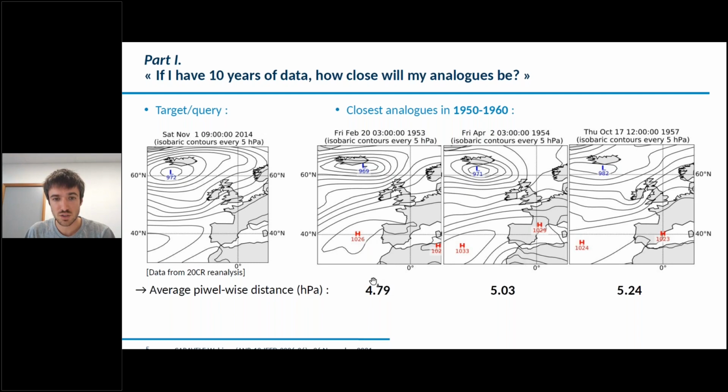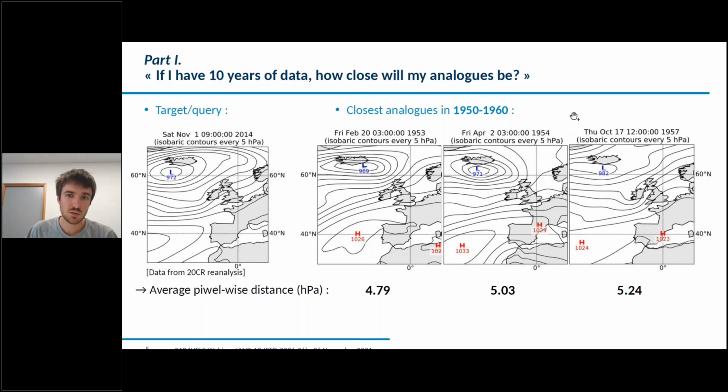So you have an average distance of 5 hectopascals, 4.79 to be more precise, between these two images, between this target and the closest analog. And for the second closest, the average pixel-wise distance is 5.03 hectopascals. For the third one, it's 5.24. So it's growing, of course, by definition.